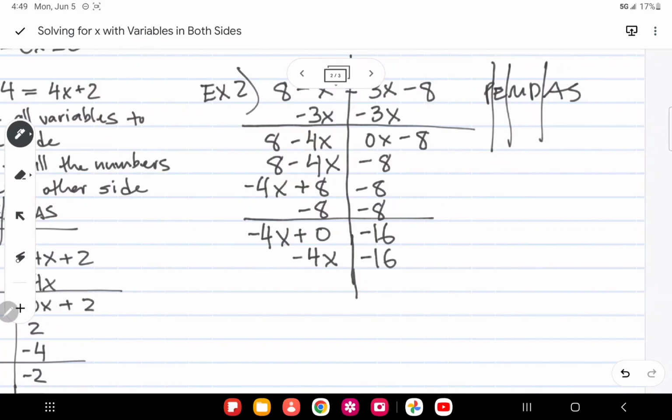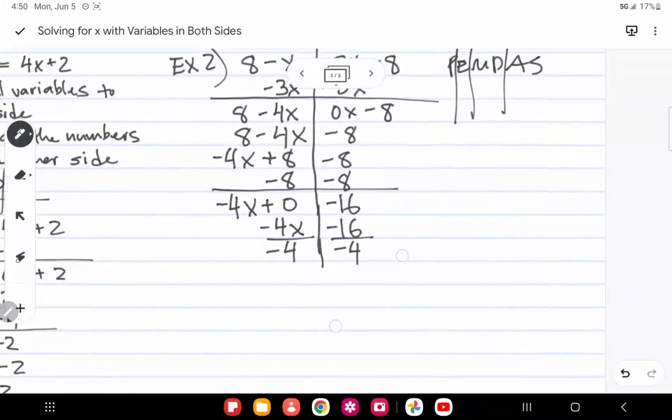Now going back to PEMDAS, the next operation, as you might recall, when a number is next to a variable or another variable is next to a variable, that means those two things are being multiplied. So in this case, negative 4 is multiplied with x. So the opposite of multiplication is division. So we will divide by negative 4 on the left side and on the right side, as we always do.